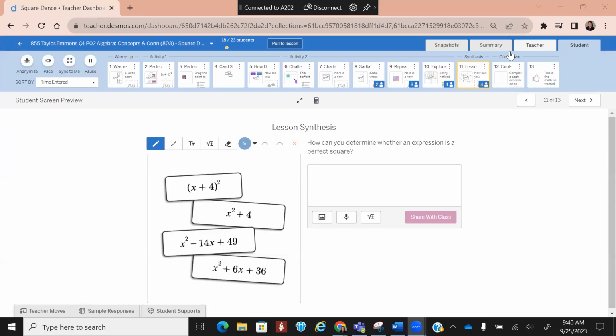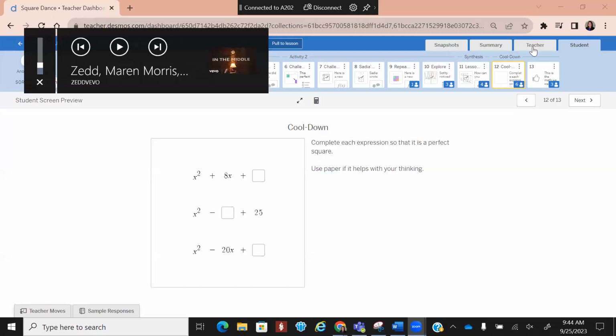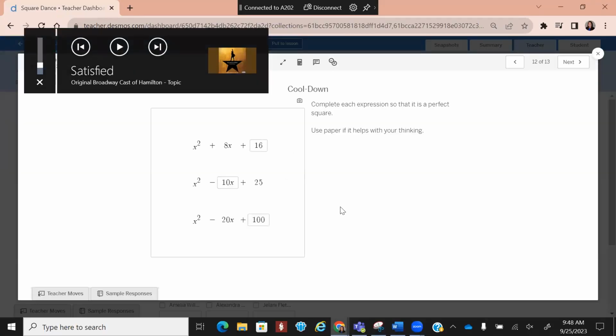On slide number 11, tell me, how do you determine whether an expression is a perfect square? Once you finish that, go ahead and go to slide 12. Okay, so on here, you should have gotten, I only have 6 people on here. So you should have gotten this.